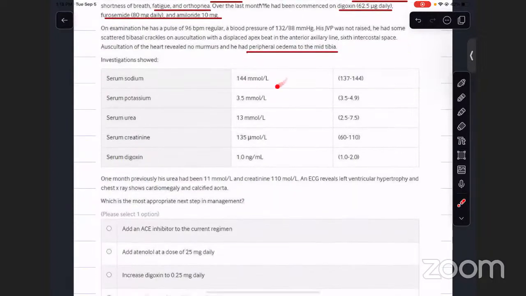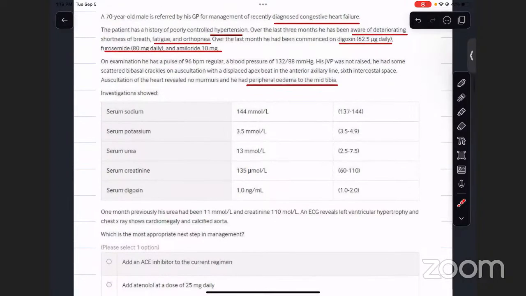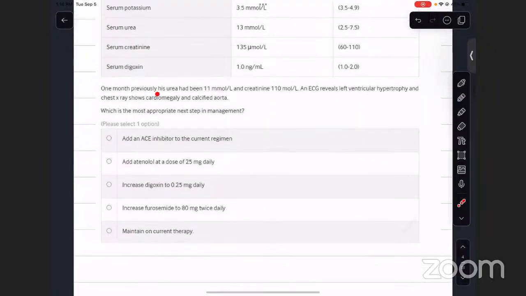So if you look at the electrolytes, there is normal sodium, normal potassium, and raised urea and raised creatinine, and the digoxin is normal, because we need to detect the serum digoxin level if on digoxin for heart failure management. Previously his urea has been 11 millimole and creatinine 110 micromole. ECG shows left ventricular hypertrophy and chest X-ray shows cardiomegaly and calcified aorta. Which is the most appropriate next step in management?